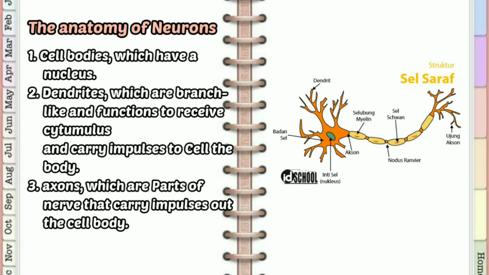The anatomy of neurons. 1. Cell bodies, which have a nucleus. 2. Dendrites, which are branch-like and function to receive stimulus and carry impulses to the cell body. And 3. Axons, which are the part of the nerve that carries impulses away from the cell body.